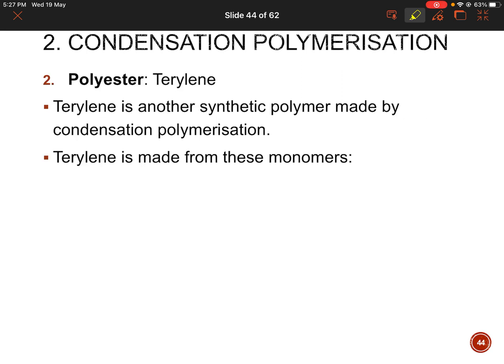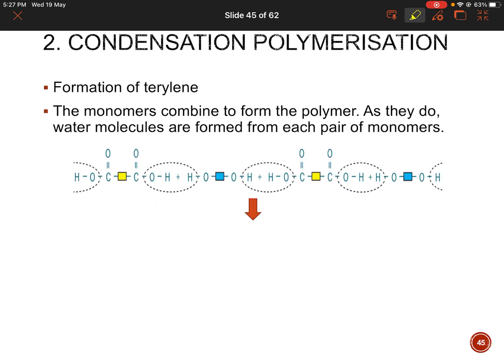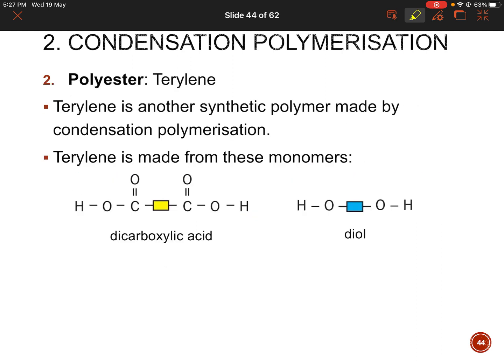So let's go on to the other condensation polymer, polyester. And a very common polyester is terylene, and it's made from these monomers here. So what do they look like? This is a dicarboxylic acid. And on the other side we have a diol. Why is it called a diol? Because it's a di-alcohol, where this is a hydroxyl group.